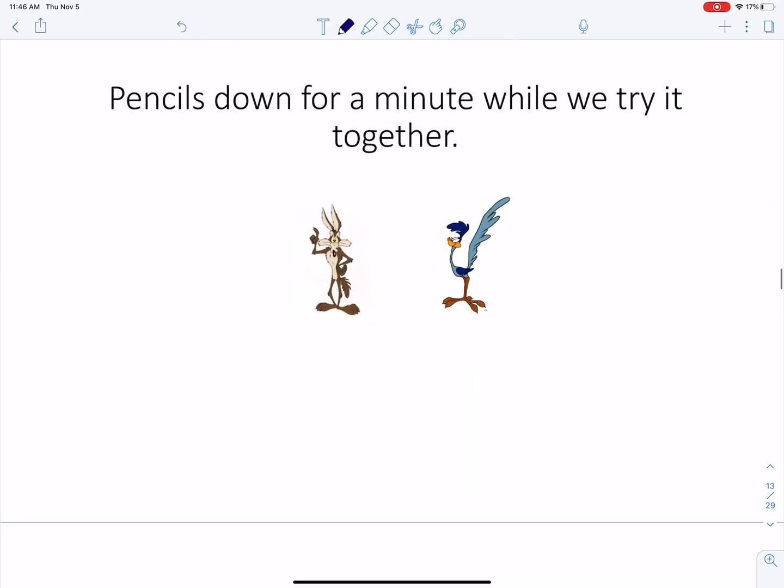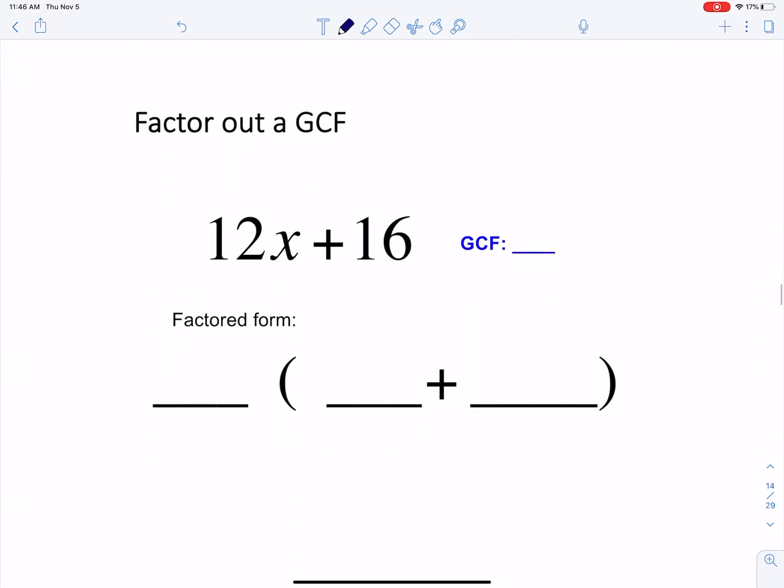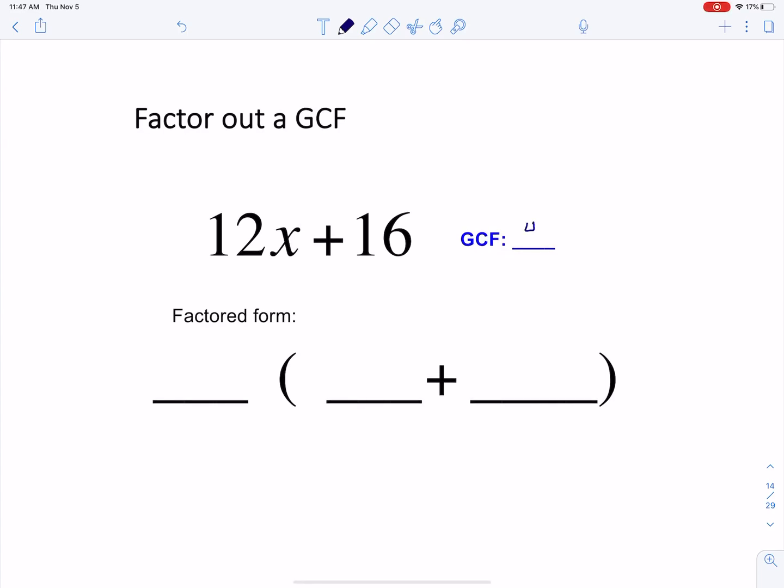All right, so pencils down for just a second. We're going to try a few together with our Coyote and Roadrunner here. So first thing is to figure out your GCF. Now, I like to do it numbers and then variables. I'm first looking at my numbers here, 12 and 16. They both have a GCF of 4.